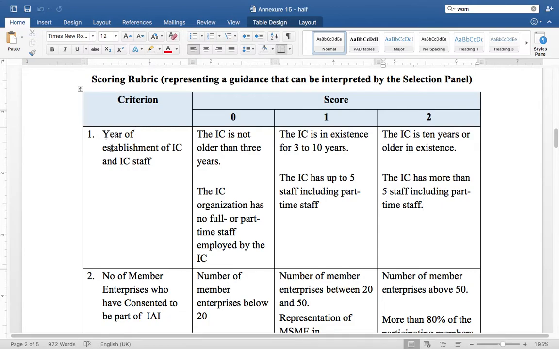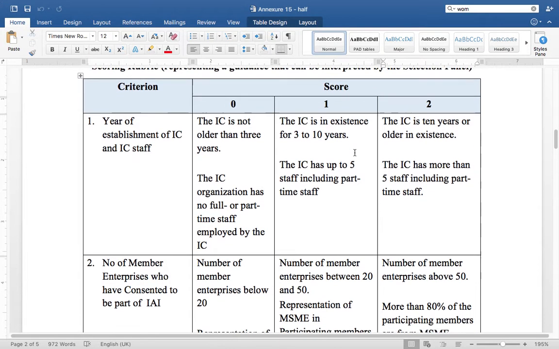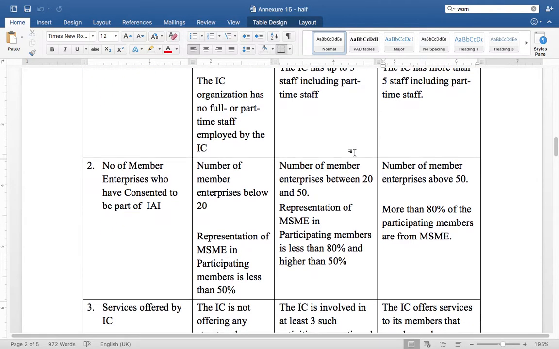Now, year of establishment of IC and IC staff. So here it is 0, 1 and 2. As we have said in the earlier section, the minimum mark is 0 and the maximum mark is 2. There is a very clear-cut explanation of in what conditions the evaluators have to mark 0, and in what conditions and criteria 1 mark will be provided and scored, and 2. However, what we have also provided is that in other questions, detailing is provided, which is self-explanatory.